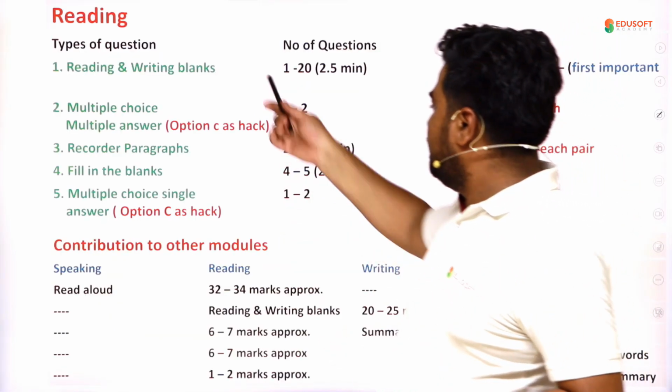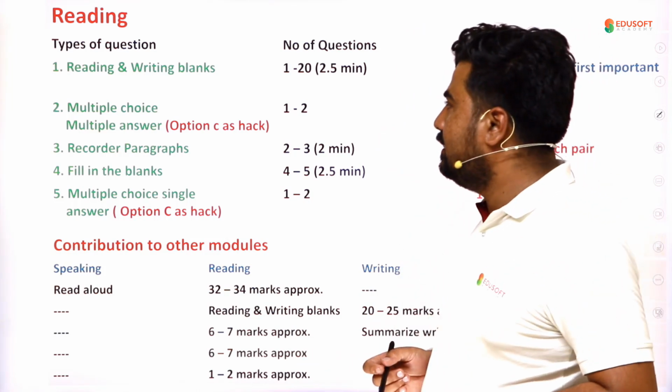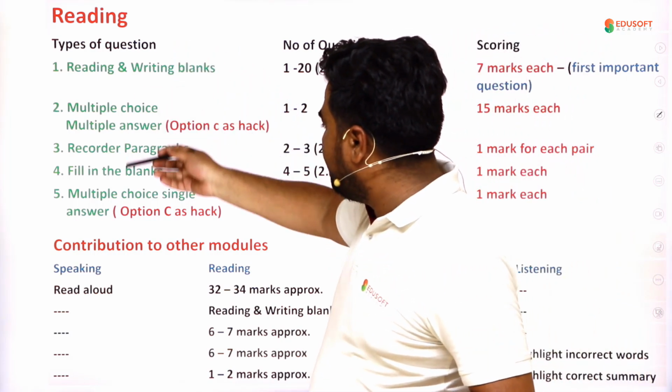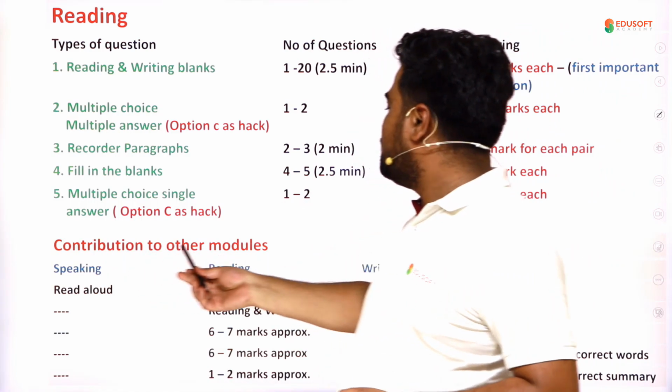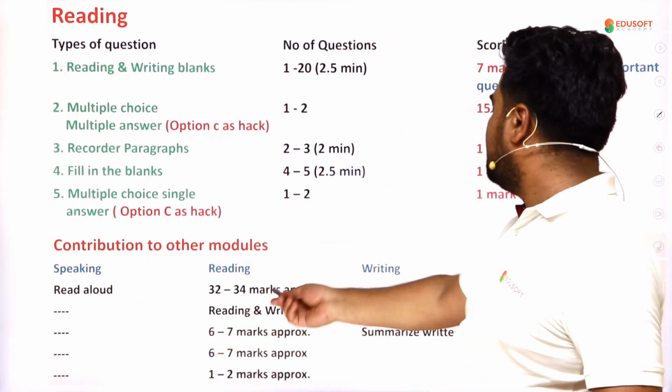Right after that, the next section is the reading section. It is quite a tricky one, I personally feel so. And here are 5 different types of questions that you will have to face. Again, same case, contribution to other modules. Obviously, it also has read aloud. Look, you can see 32 to 34 marks for reading.